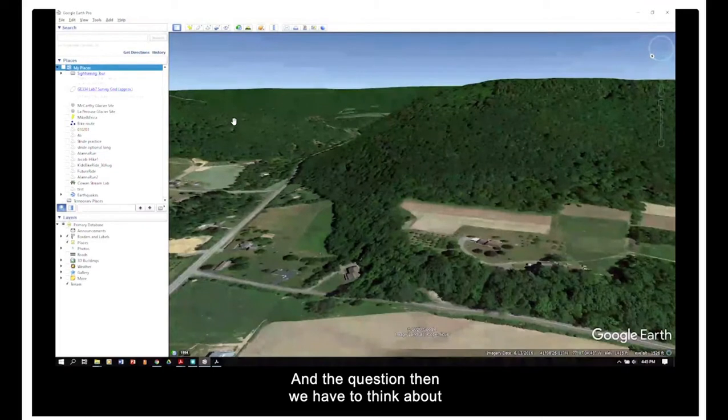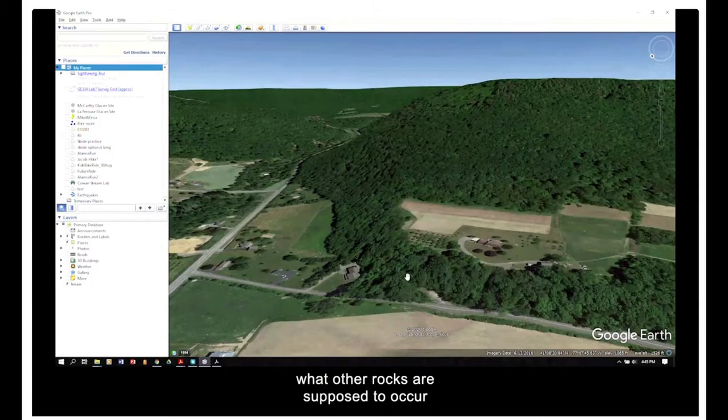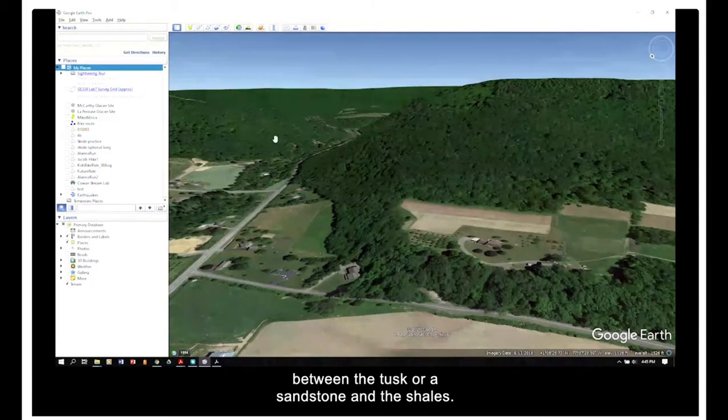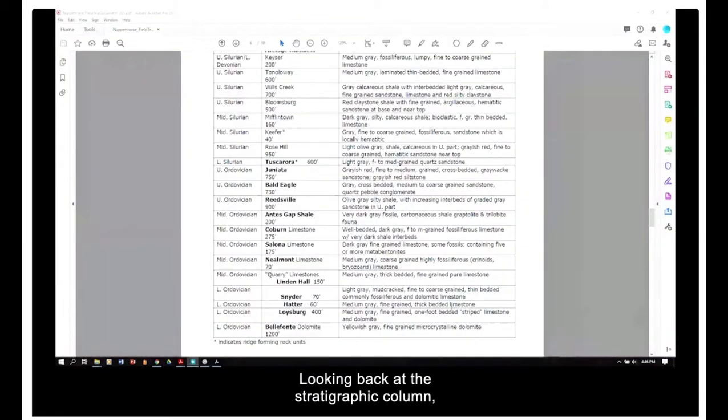And the question then we have to think about is, relative to the stratigraphic column, what other rocks are supposed to occur between the Tuscarora sandstone and the shales? So looking back at the stratigraphic column, we see the Tuscarora sandstone is here, and the shales are these Reedsville and the Antes Gap shale. So you had Juniata and Bald Eagle that occurred in between.